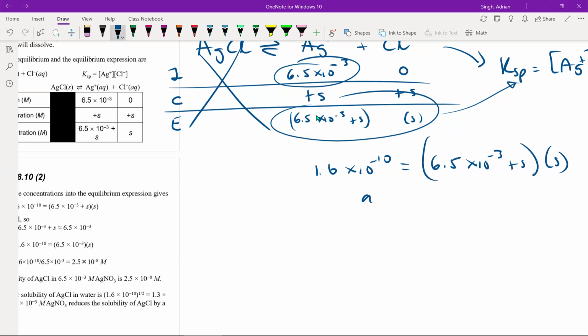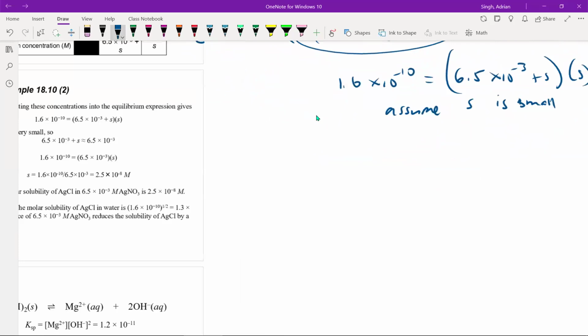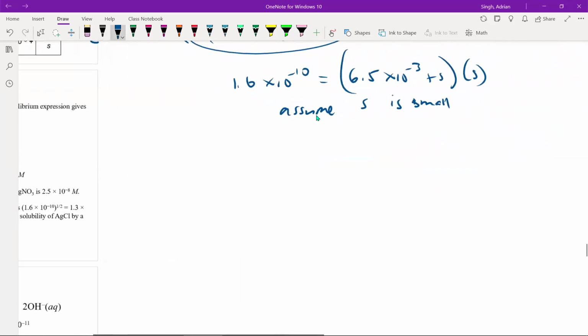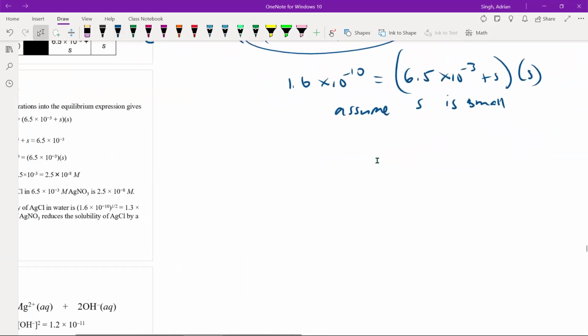Times S here. Again, we're going to assume that S is small. This is the same technique we used in the previous equilibrium systems. We expect S to be small because this is a sparingly soluble salt. Silver chloride is. So then we end up with 1.6 times 10 to the minus 10 is equal to 6.5 times 10 to the minus 3 times S.